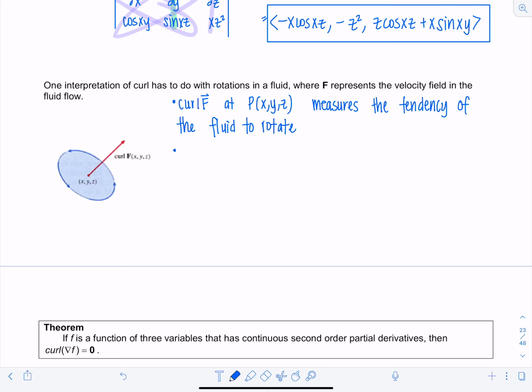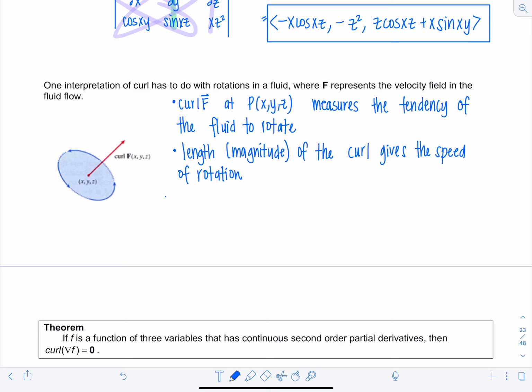Now, if you take the magnitude of the curl, so the length or magnitude, because remember, curl is a vector, that gives the speed of rotation. Also, the fluid rotates about the axis given by the curl of F.